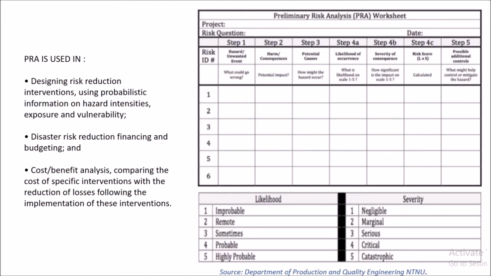The scale of 1 to 5 pertaining to likelihood is about whether the occurrence is improbable, that is one, then remote, then sometimes, then probable, then highly probable, in ascending order, with 5 as the highly probable occurrence. The severity of the consequence is scaled as negligible, then marginal, then serious, critical, and then catastrophic. So catastrophic means a very severe consequence.